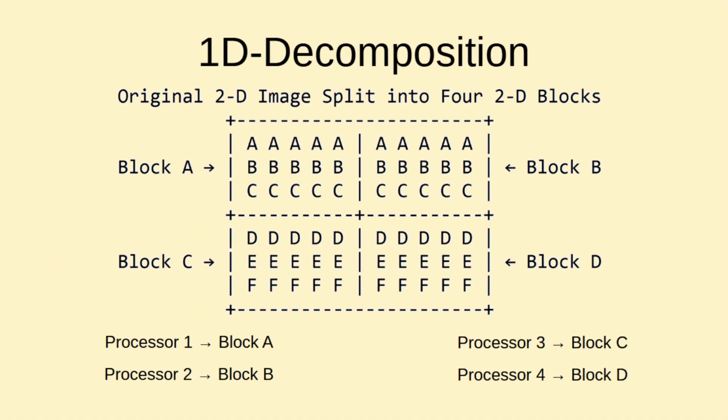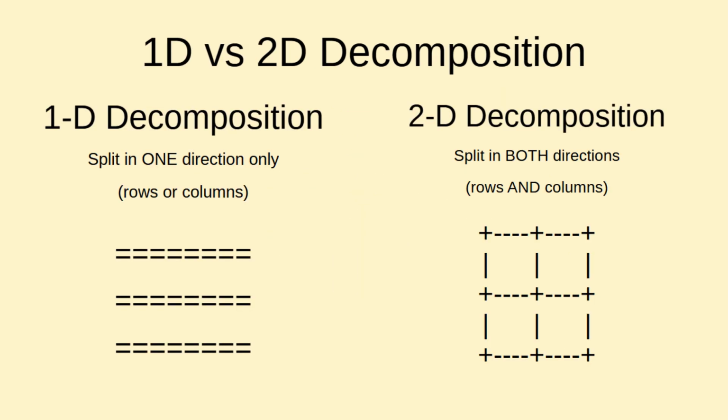In two-dimensional decomposition, the image is split in both directions. Each processor receives a small rectangular block. This often improves load balancing and reduces communication overhead in large-scale systems. One-dimensional decomposition divides data in a single direction. Two-dimensional decomposition divides data into smaller blocks. Two-dimensional approaches are often more scalable for large scientific and image processing applications. Let me explain this through coding.